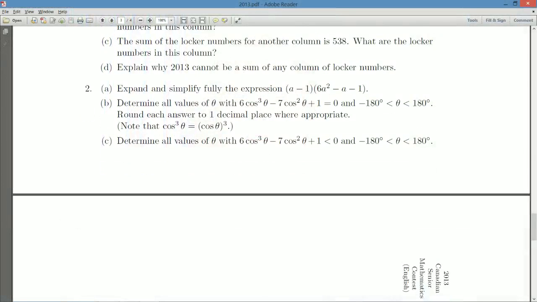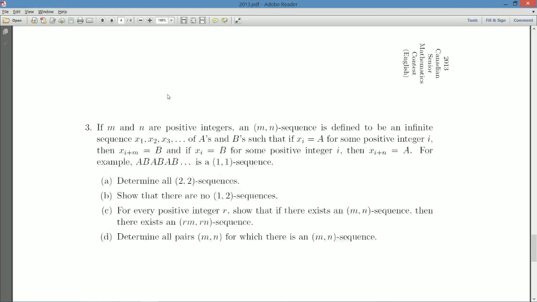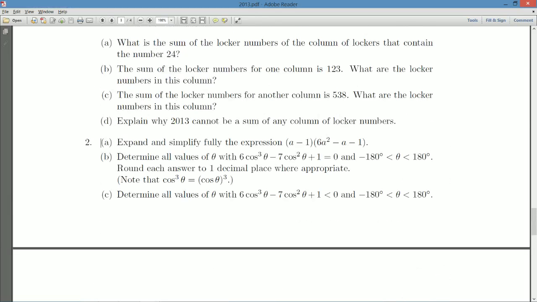Alright, so it looks like it's a 3-part question, unless there's something on the next page, which there isn't. So, A part: expand and simplify fully the expression (a minus 1)(6a squared minus a minus 1). On expand and simplify, we're going to get a single polynomial, and from the looks of things, an a and an a squared here, we're going to be looking at a cubic polynomial. And all we're asked to do is expand and simplify.